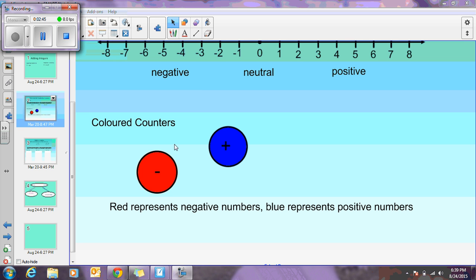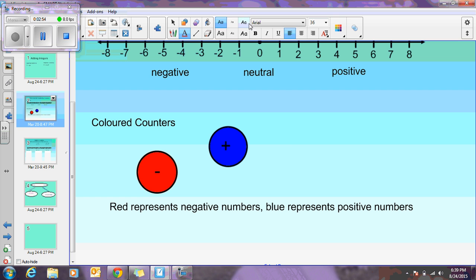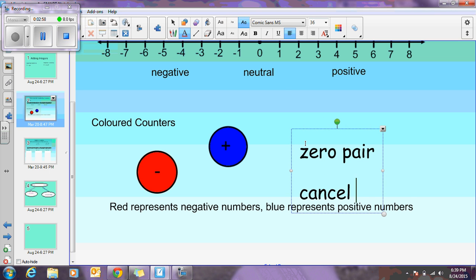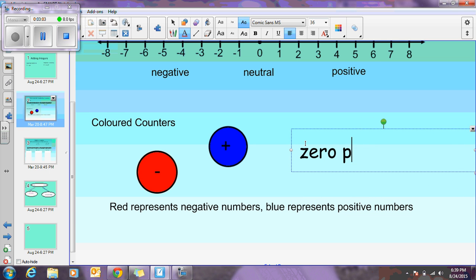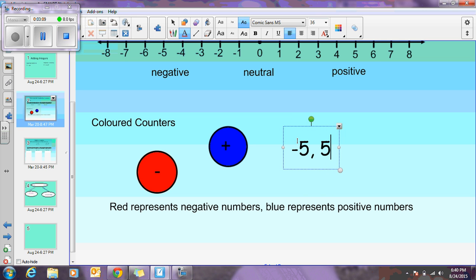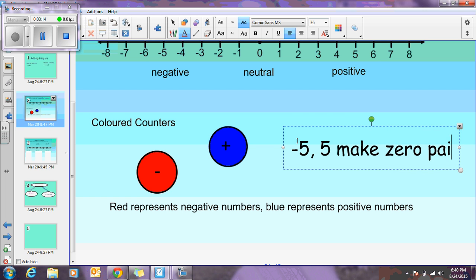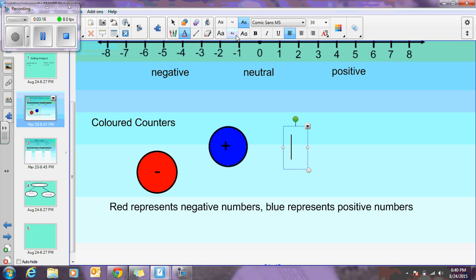Okay, so every time you have a negative and a positive number, they really just cancel each other out. They're what we like to call, I'll type this over here, a zero pair. They cancel each other out. So one positive and one negative is a zero pair. Just like if I said -5 and 5, they make a zero pair.